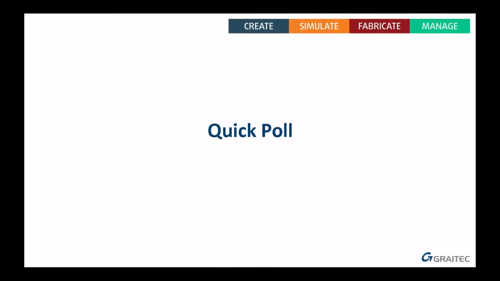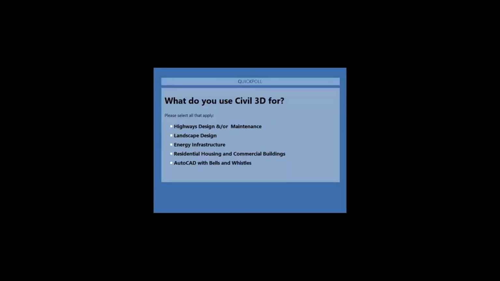Let's just do a very quick poll. Got some questions here. Let's just get that launched. They're slightly different, or some of them are, to previous ones. What do you use Civil 3D software for? Now you can tick multiple answers here. So highways design or maintenance, landscape design, energy infrastructure, residential housing and commercial buildings. I just use it as AutoCAD with a few bells and whistles on it. Or you don't have Civil. If you don't have Civil 3D, just leave it blank. And we'll see how we go. Let's have a look. Okay, most of you have voted now. I'll close that in a second and then I'll share that with you.